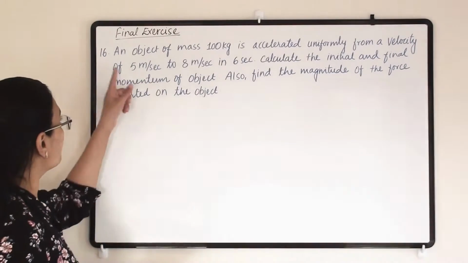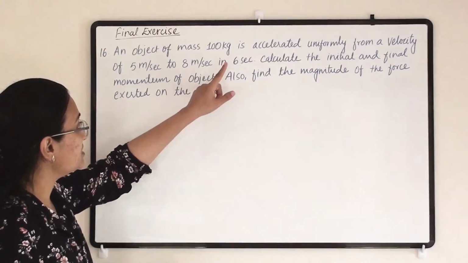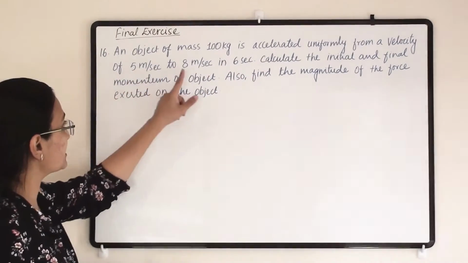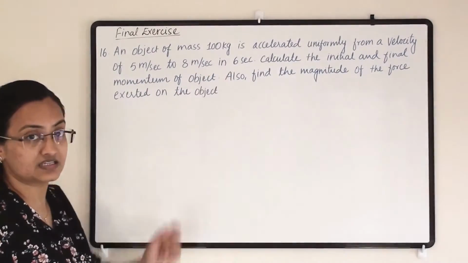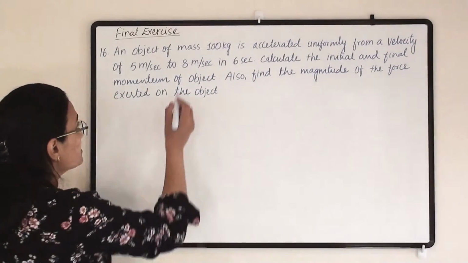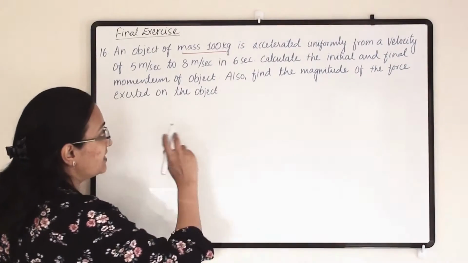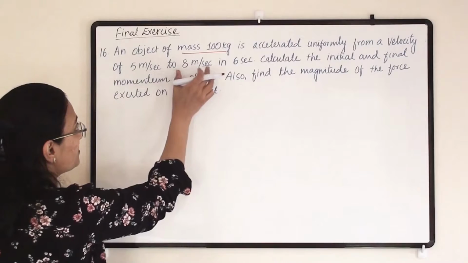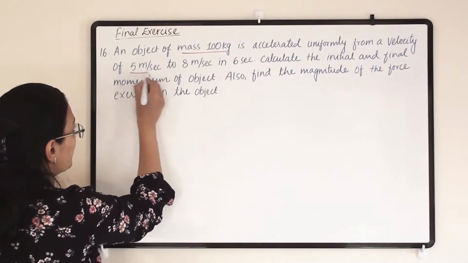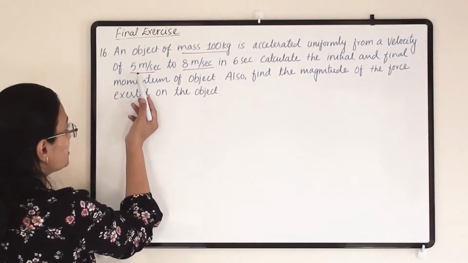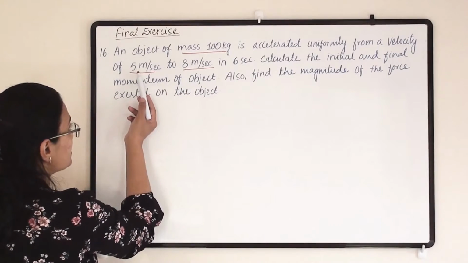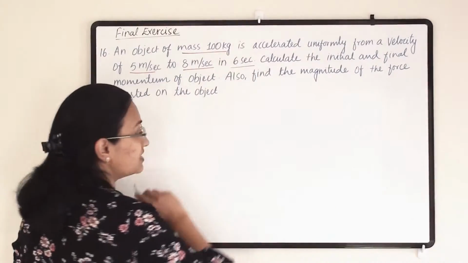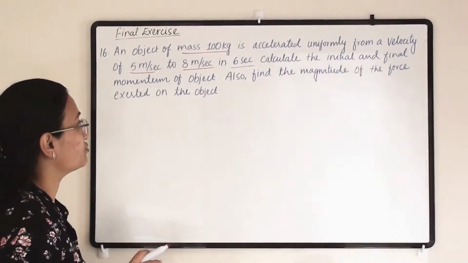16th question. An object of mass 100 kg is accelerated uniformly from a velocity of 5 meter per second to 8 meter per second in 6 seconds. So here they have given us the mass of the object, then its velocity, and its velocity is changing from 5 meter per second to 8 meter per second. So there are two velocities in which it is changing from this to this. That means this is initial velocity, this is final velocity. In 6 seconds. That means this is the time given to us.